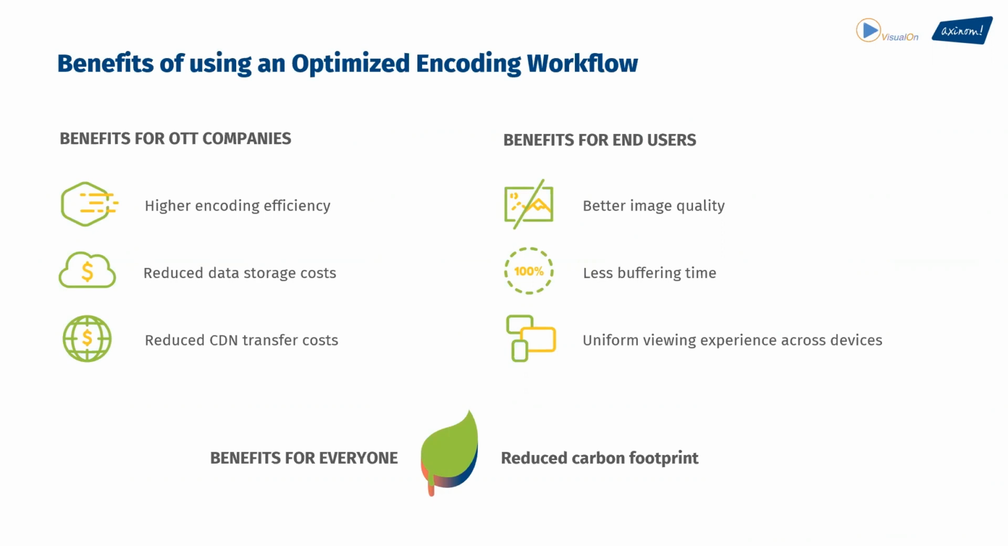And there are many of them. Let's have a look. So there's benefits for OTT companies. We get higher encoding efficiency, and that leads to reduced data storage costs, which in turn leads to reduced CDN transfer costs. And then there's also benefits for end users. End users, on average, get a better image quality while using the same bandwidth. They have less buffering times probably, and they have a more uniform viewing experience across devices.